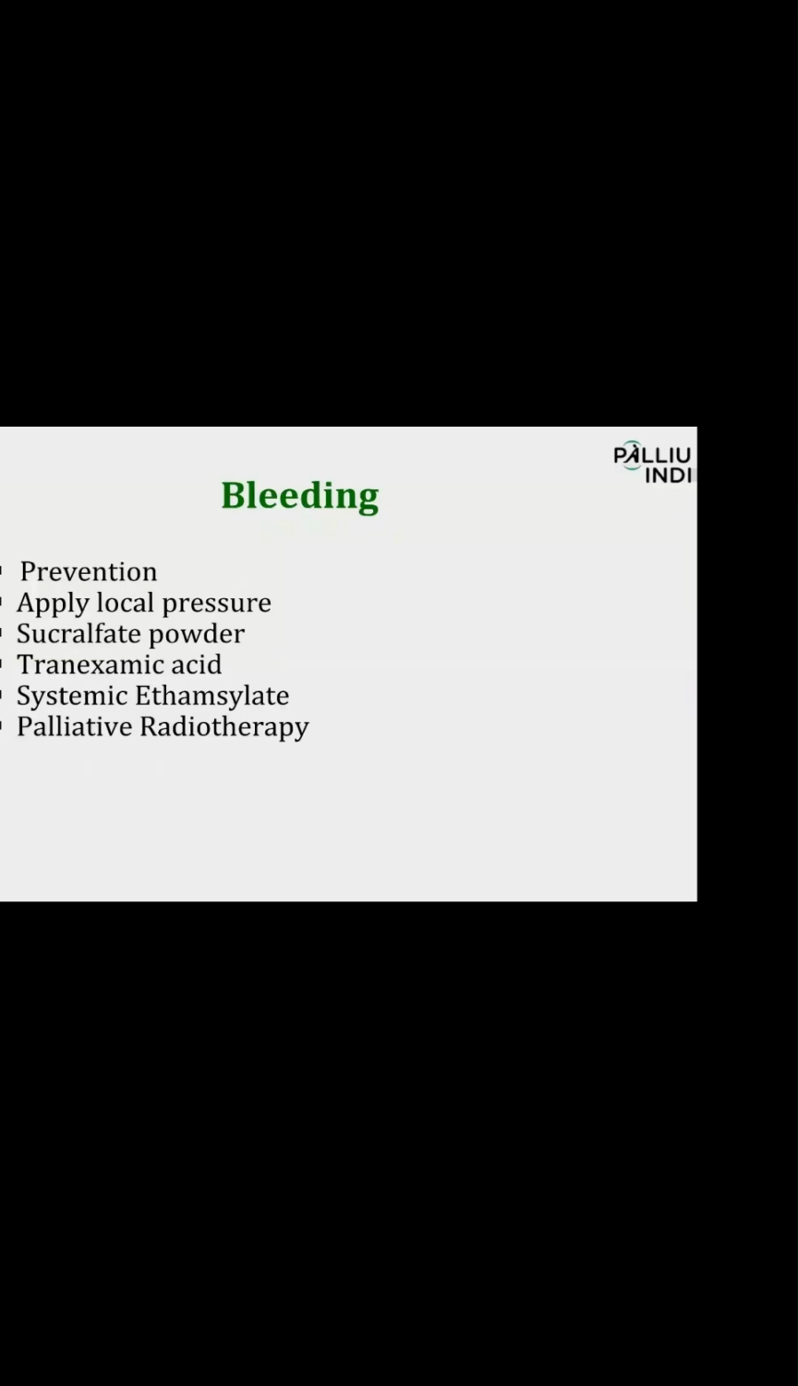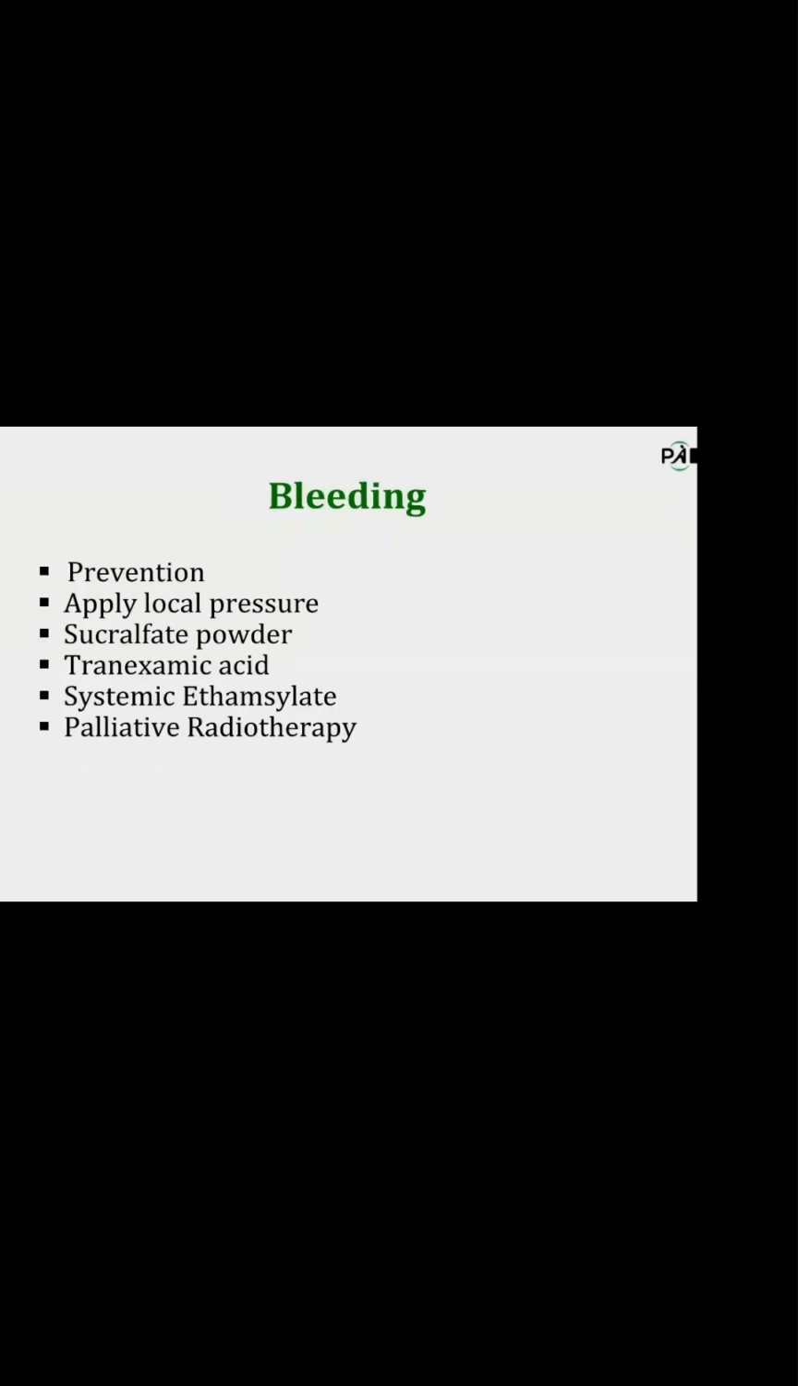So here, bleeding prevention. We have seen in the previous dressing care plan that an adrenaline pack we can give, then apply local pressure. Then sucralfate powder will also help with this. Tranexamic acid will also help. Systemic etamsylate. These are the powder or ointment formats. They will help to stop the bleeding, but the adrenaline pack will help most effectively.